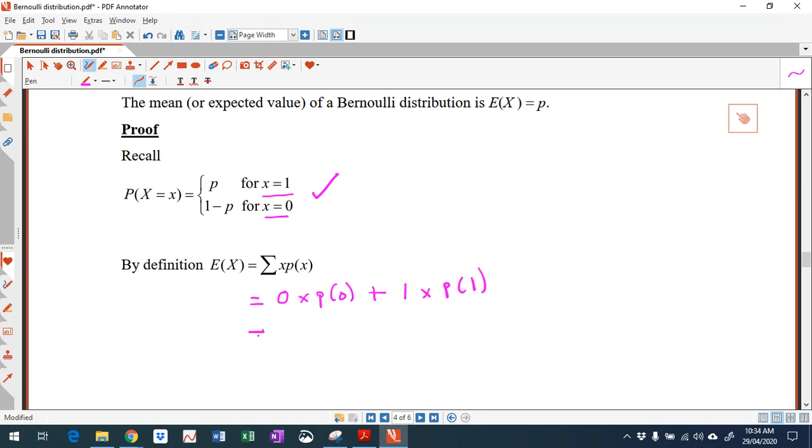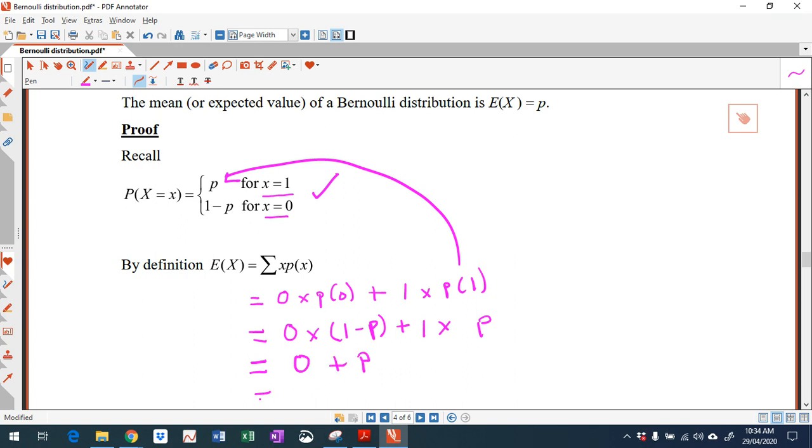Now, 0 times p of 0 would be 1 minus p, plus 1 times p of 1. P of 1 is just p, isn't it? So p of 1, you can see that there. All right, so what's that give us? Obviously 0 there, plus p, which is equal to p.